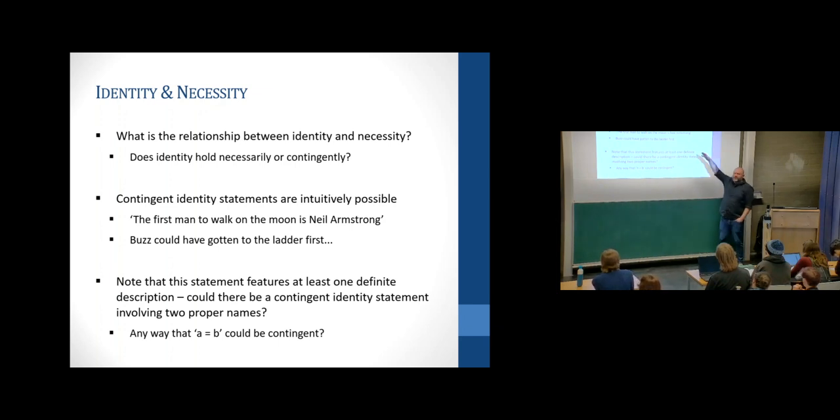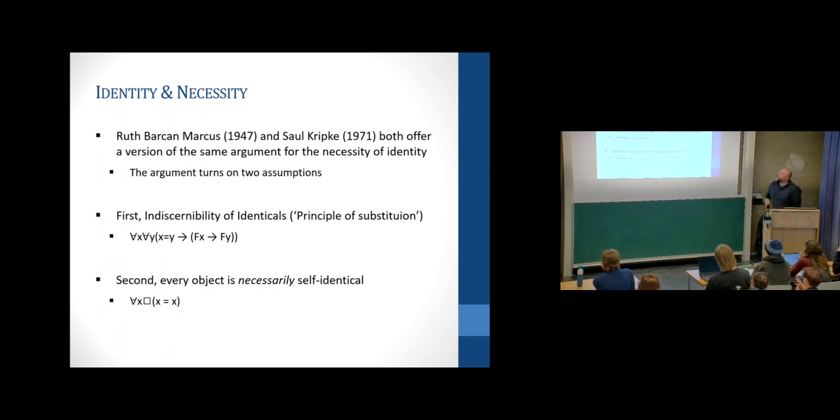So again, do we sort of see the slide here? The first one is a kind of identity, if you like, between a variable and an individual. We're interested in this slightly harder question. So, is there any way we could have an identity statement with names on both sides where it could be contingent? True in some worlds, false in others. Well, Ruth Barcan Marcus and Saul Kripke both have versions of an argument to the effect that, no, identity has to be necessary. If identity holds at all, then it's going to hold in every possible situation.